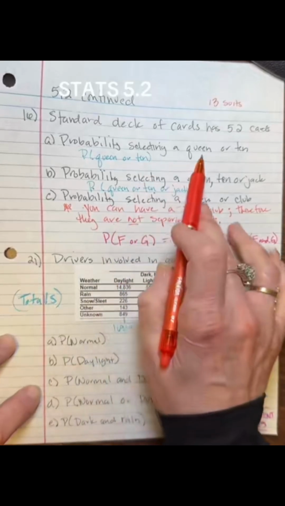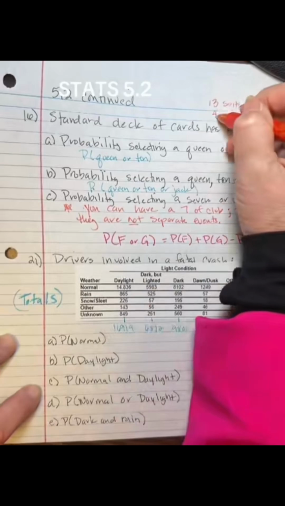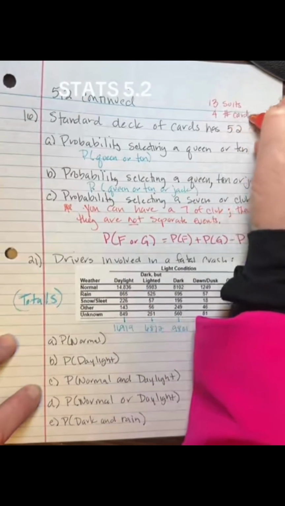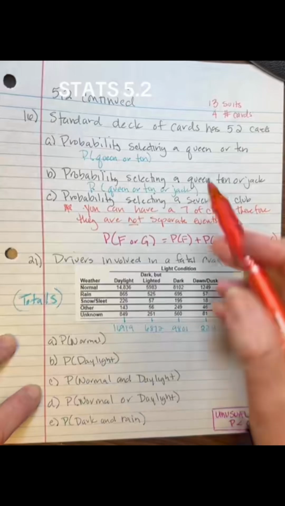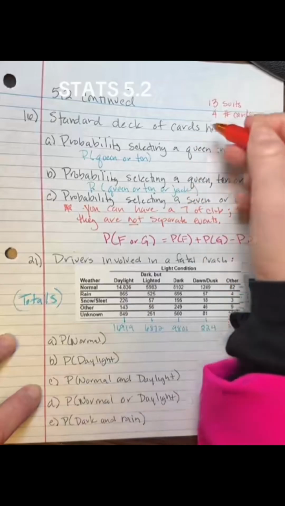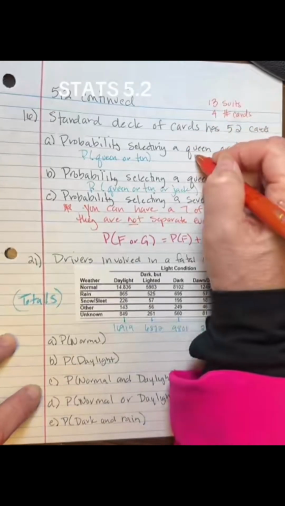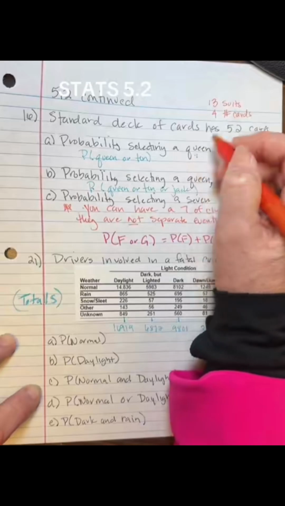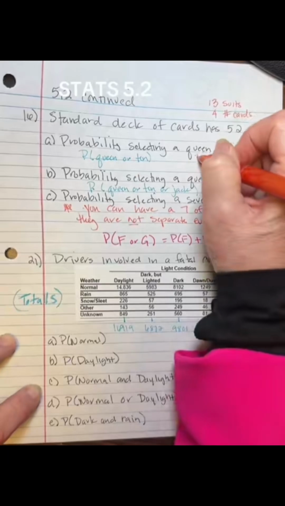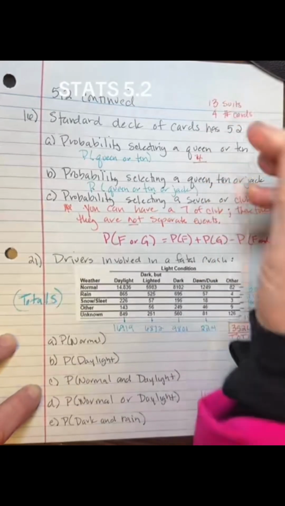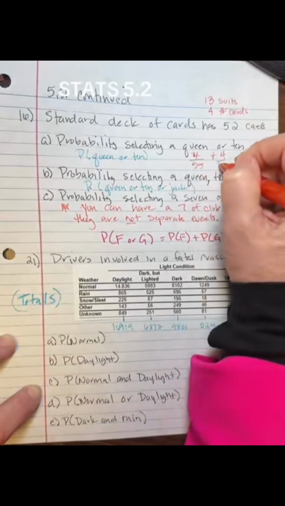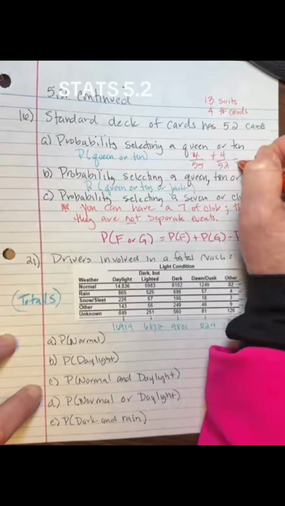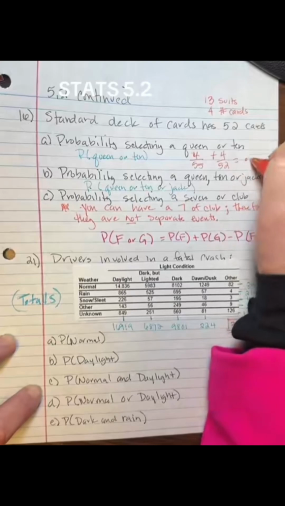So if we're looking at a queen or a 10, and then there's 4 10s. So when we're looking at that, we take both of them and we add them together and get the probability of selecting a queen. Well, there's 4 queens, this is the suits, out of 52, plus 4 out of 52, 0.154.